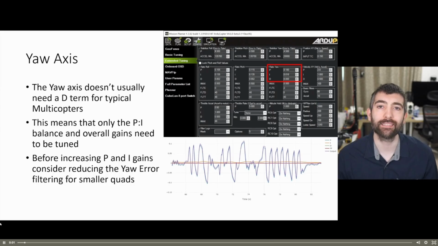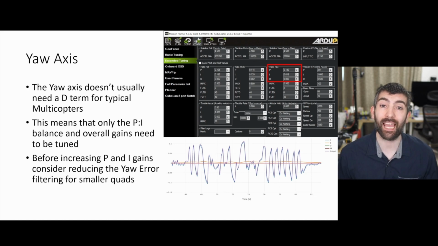Tuning the yaw axis is a little different from tuning pitch and roll because the yaw axis typically has significant physical damping in the system. It's a lot less responsive than pitch and roll as a result. And this means that we don't typically need a derivative term on the yaw axis for multicopters. We're only going to be working with proportional and integral terms, P and I terms. This means that we only need to consider the PI balance and overall gains when we're tuning the yaw axis.